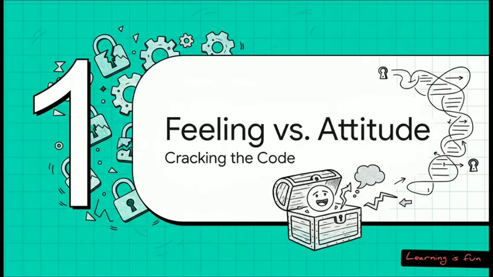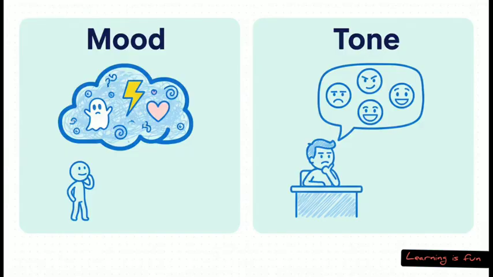All right, to really get a grip on this, we've got to crack the code that separates these two ideas. Now, they sound kind of similar, I know, but trust me, they do two very different jobs in a story. Okay, so here's the bottom line. Mood is all about you. It's the atmosphere of the scene, the overall feeling it creates inside of you. Is it spooky, romantic, tense? That feeling, that's the mood.